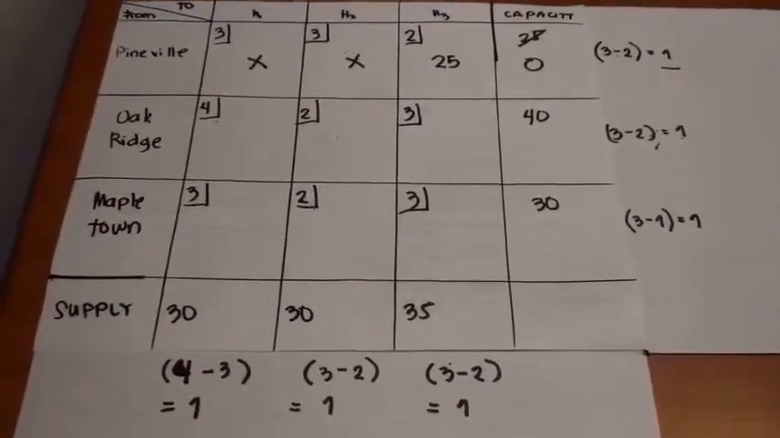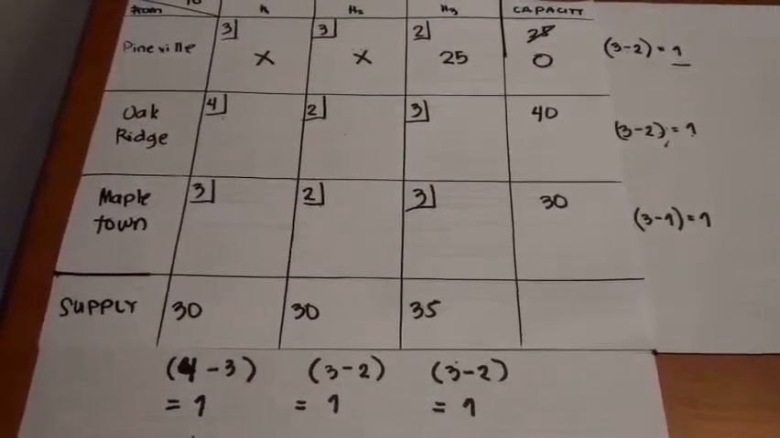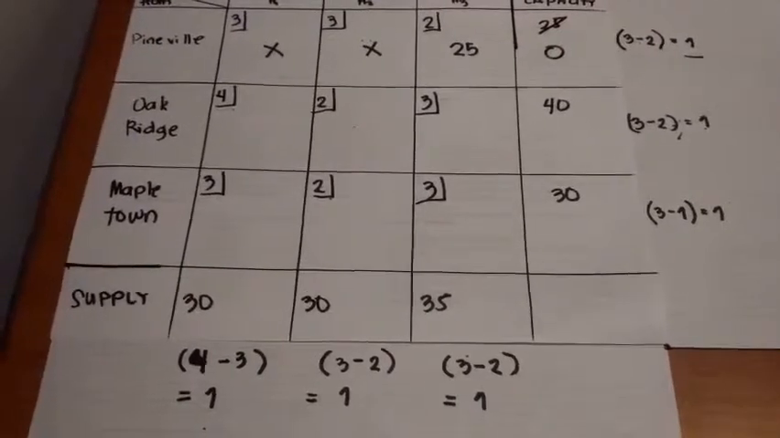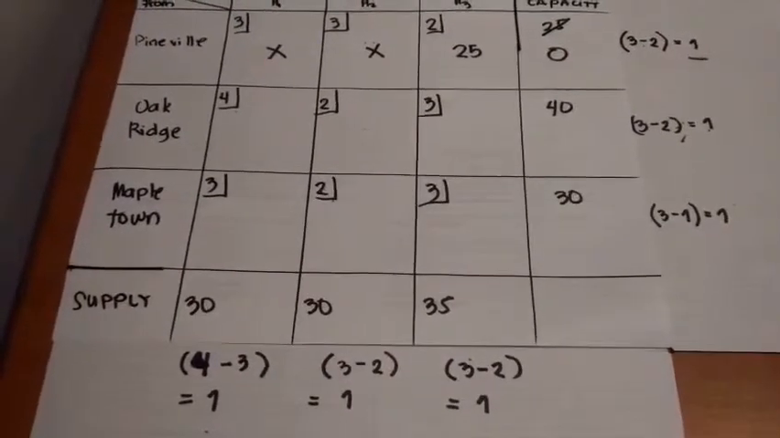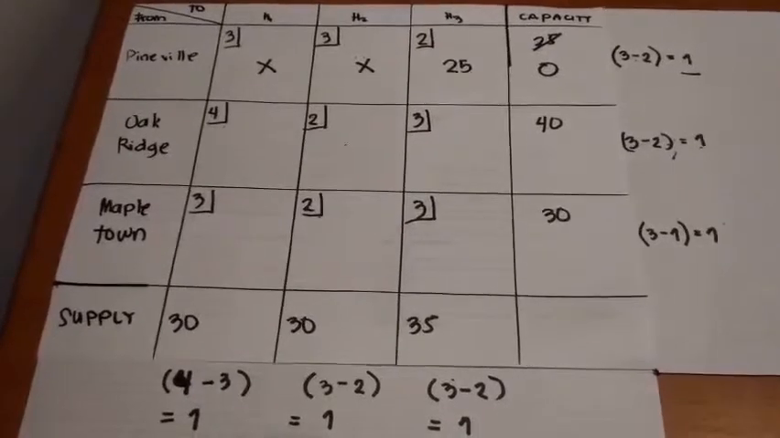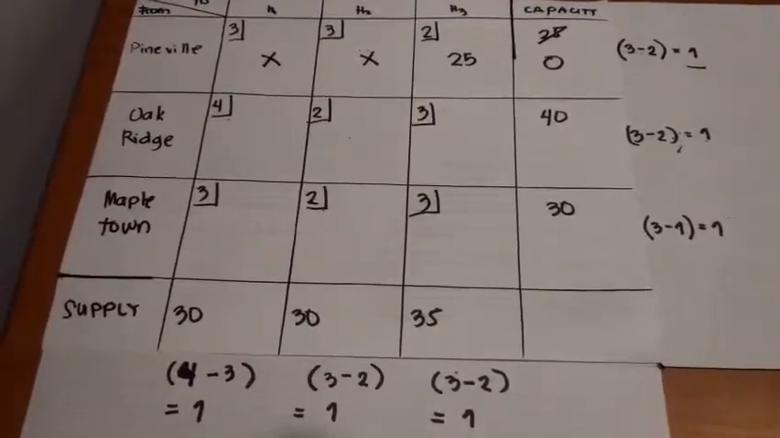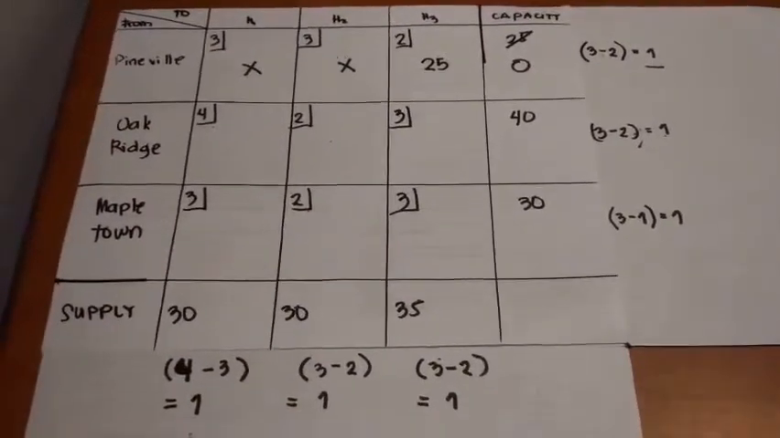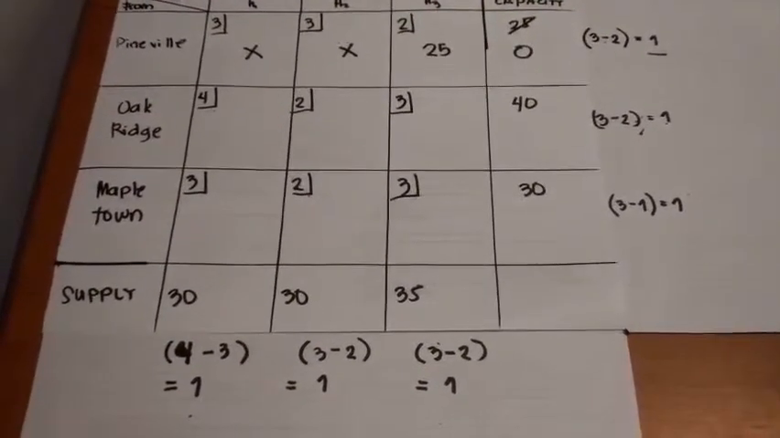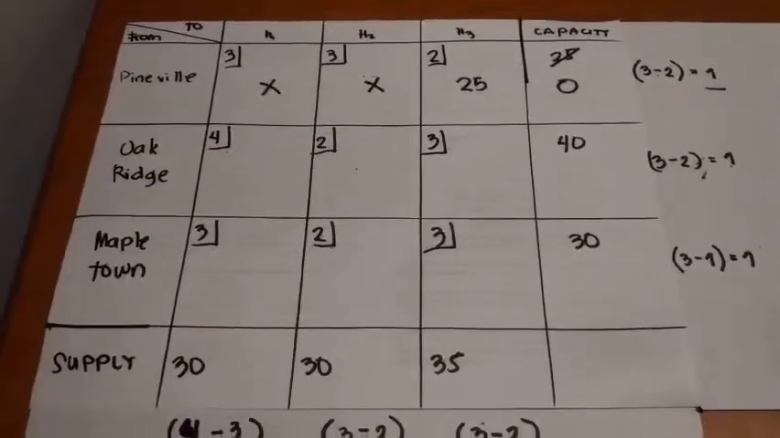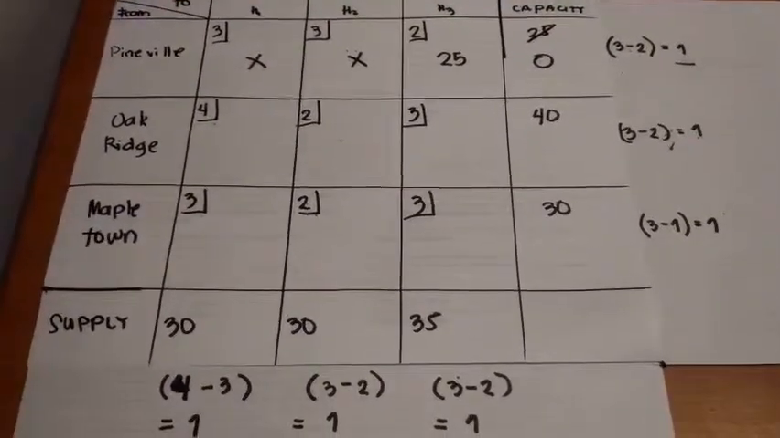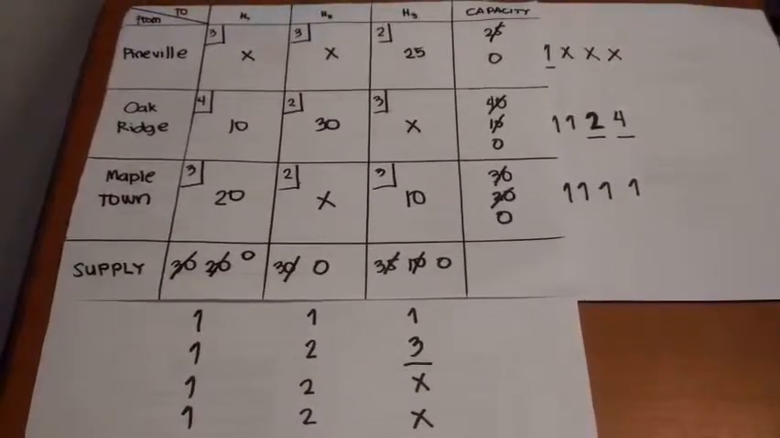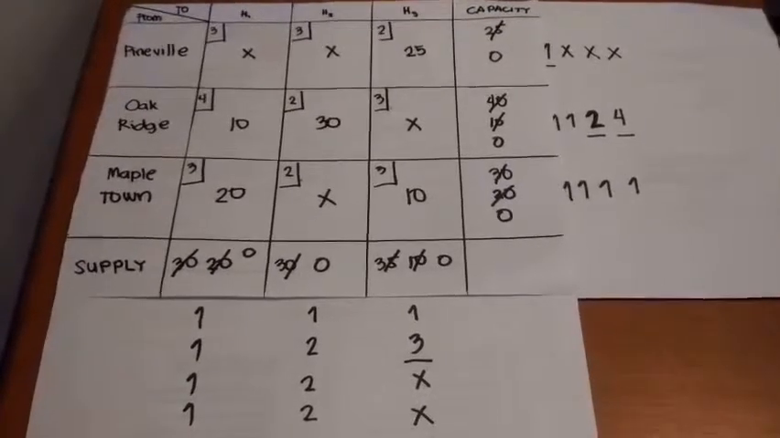Assign as much allocation as possible to the selected row or column that has the least cost. The least cost is 2. Then, 25 is allocated. Subtract the allocation from the capacity and supply of the respective cell. Then, block those cells that cannot be further allocated. Repeat steps until all allocations have been assigned. This is the initial tableau obtained.